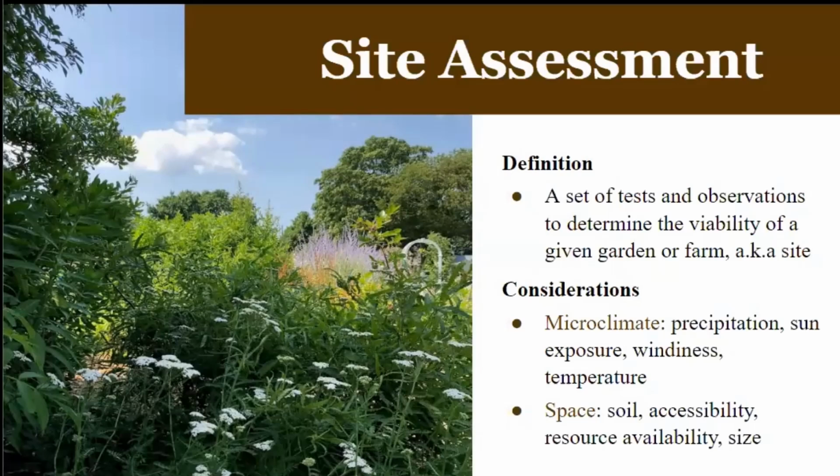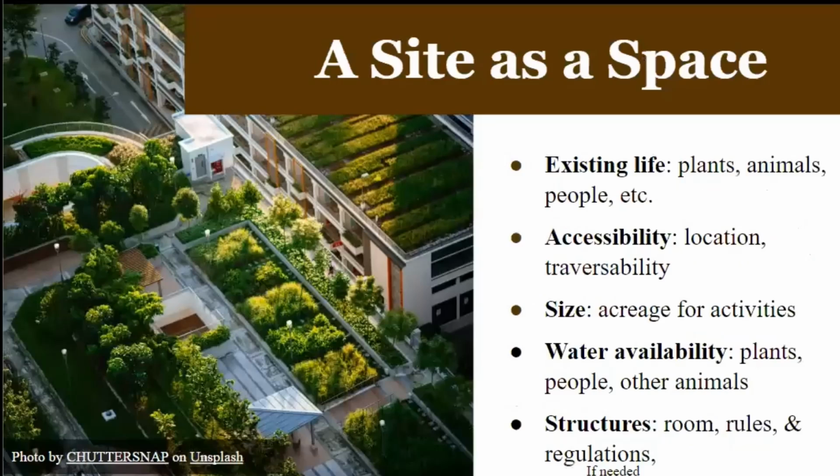So those considerations are microclimate, if we're thinking more specifically about that specific site. That includes precipitation, sun exposure, windiness, temperature, and humidity, like someone was saying. And then there's the space itself. So what's happening with the soil? Is it accessible, like I talked about towards the beginning? What resources are available? What is the size of the site? This is when we start thinking about tests as well. But first, I want to start with some observations.